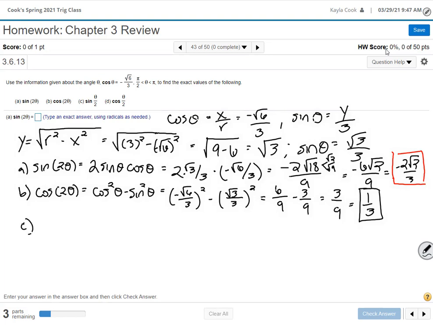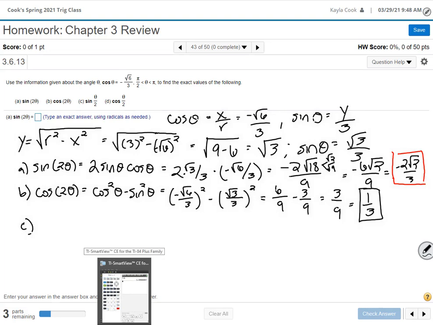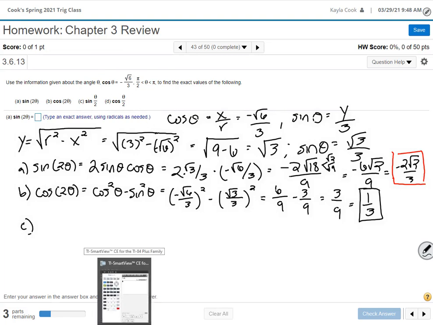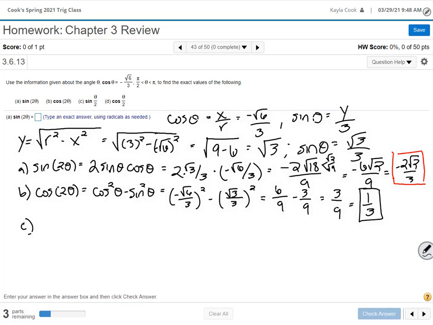Alright, and then C, now we have our half angle identities. So am I going to use the positive or negative versions for my two values here? So we have to think about this for a minute. So sine of theta equals negative root 6 over 3. So let's go ahead and use an inverse function to determine what that value will be. Okay, let's find out what theta is, because we want to make sure that we stay in the same quadrants.